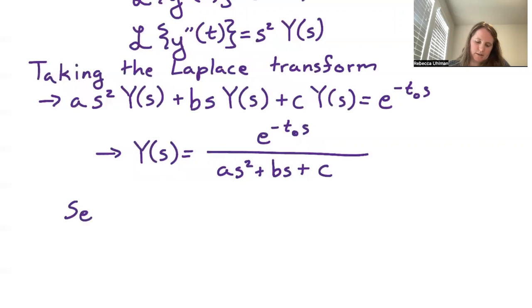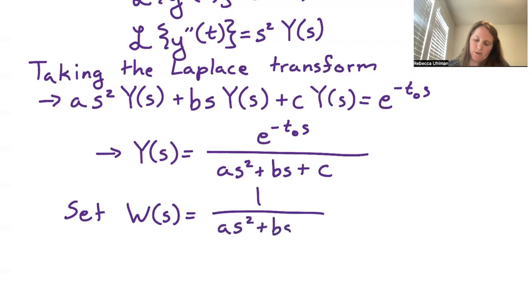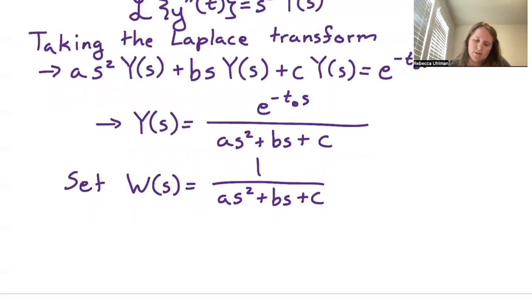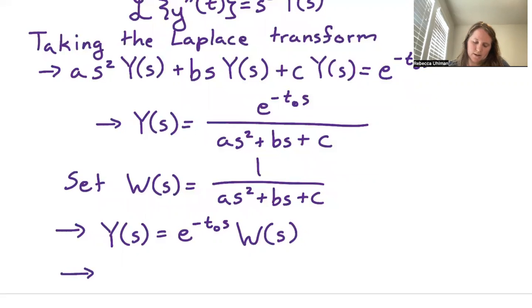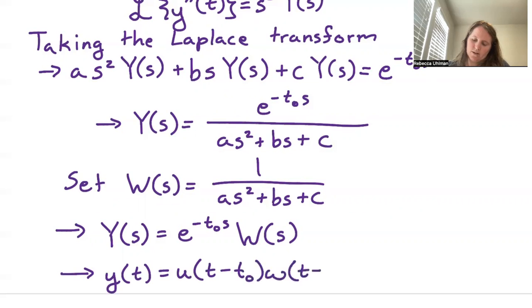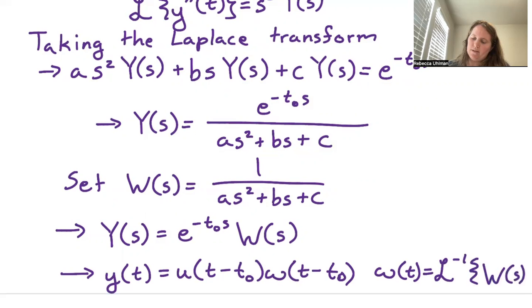So if we set capital W of s to be equal to 1 over a s squared plus b s plus c, in other words, 1 over the characteristic polynomial, then we have that capital Y of s is equal to e to the negative t naught s times capital W of s. And therefore, we get that y of t is the inverse Laplace transform of that, which is just u of t minus t naught times w of t minus t naught, where w of t is the inverse Laplace transform of capital W of s.